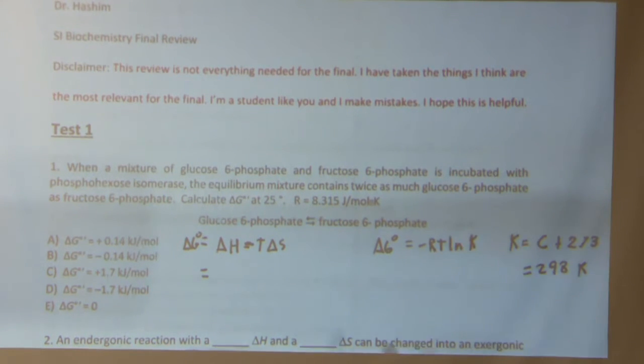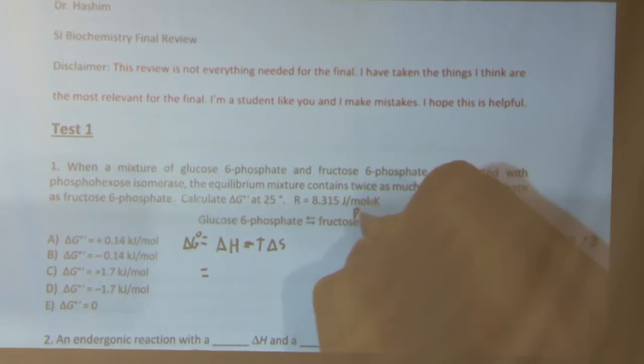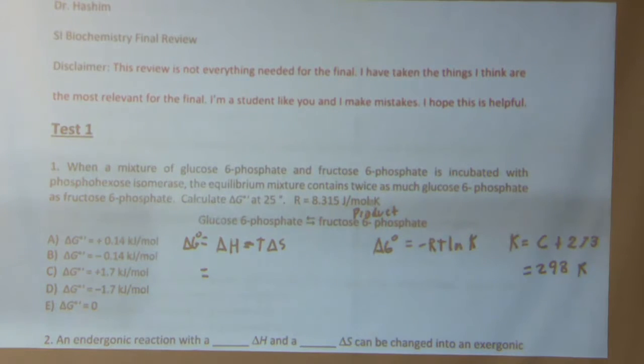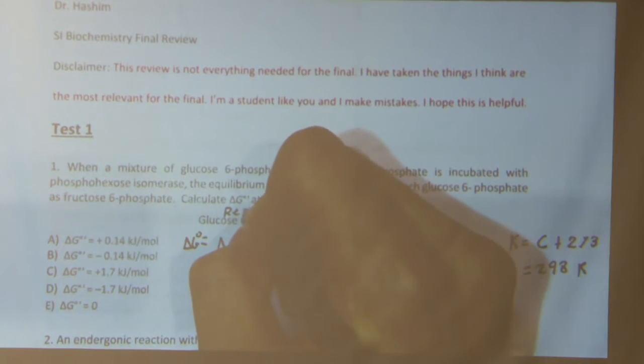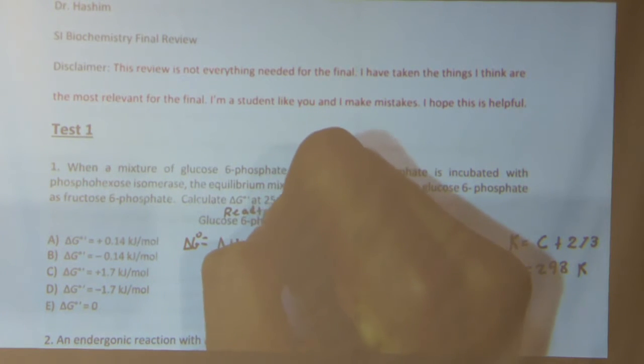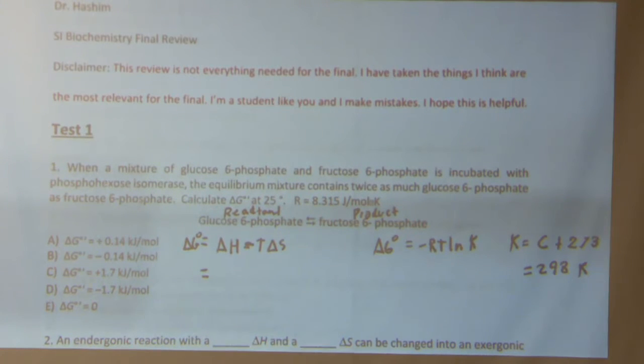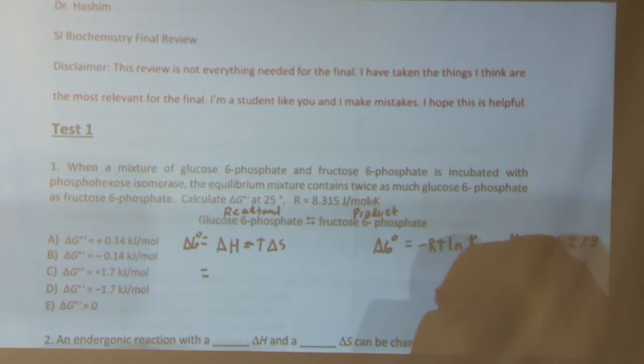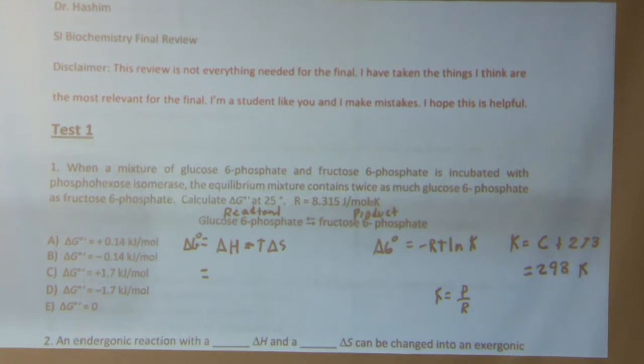So let's identify what the products are and what the reactants are. So what's the products? Awesome. So product. And then that would leave glucose 6-phosphate as a reactant. So we said the ratio for K is equal to products over reactants, right? So how much product are we given and how much reactant are we given?